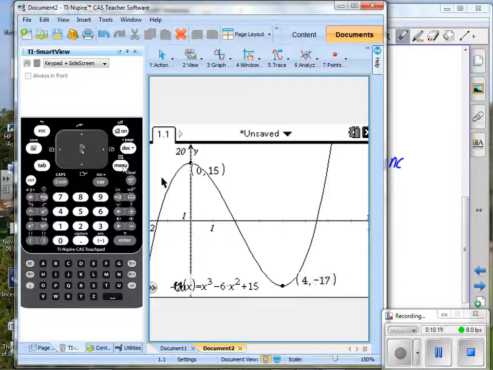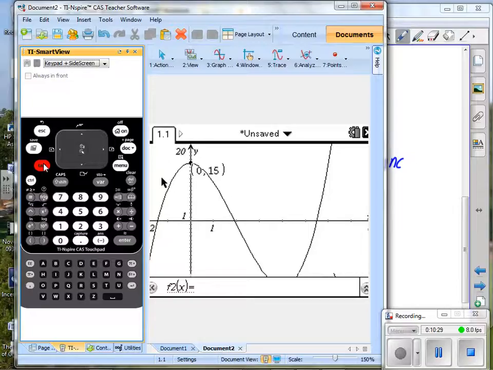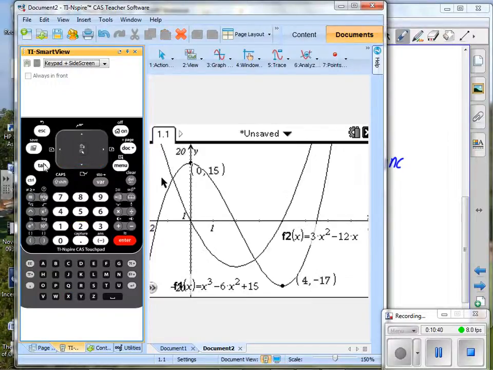A little tangent there, to prove that the slope is 0. But I want to show you something else. What was the derivative for this? Do you remember? Do you have it there? 3x squared minus 12x, without the factoring. Okay, so there's my derivative.